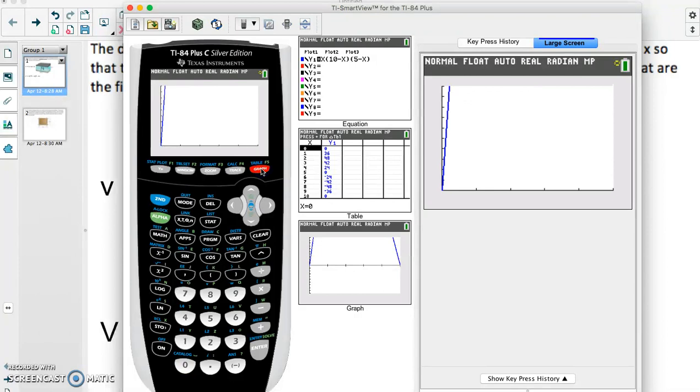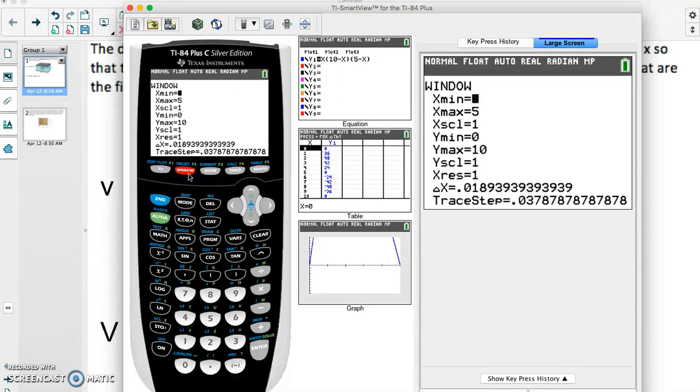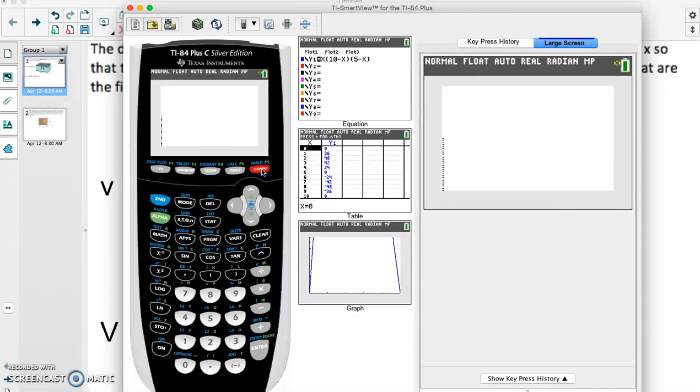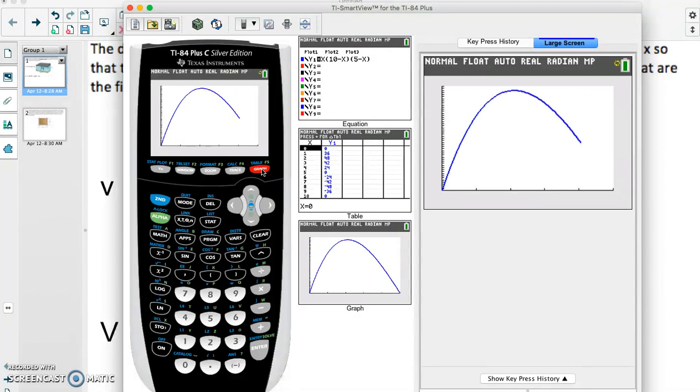I definitely have to go up some here. There it comes back down right at 5. So I need to be able to see much higher. Let's just try 50, since I don't know what it's going to be. Now I can see that max right there. What this point represents is the x value that would give me the largest possible volume. So I want to find that maximum.